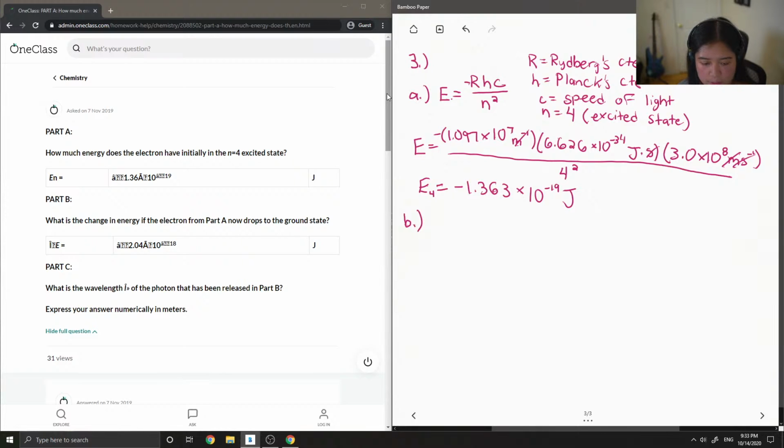Okay, so the second part asks, what is the change in energy if the electron from part A now drops to the ground state? So this means that it used to be n equals 4. So this is our initial, and n final is equal to 1, which is ground state. So now I'm going to use this equation right here, which calculates the change in energy. It is equal to the same constants, R, hc, and then in brackets you have 1 over n squared of your final minus 1 over n squared of your initial energy states.